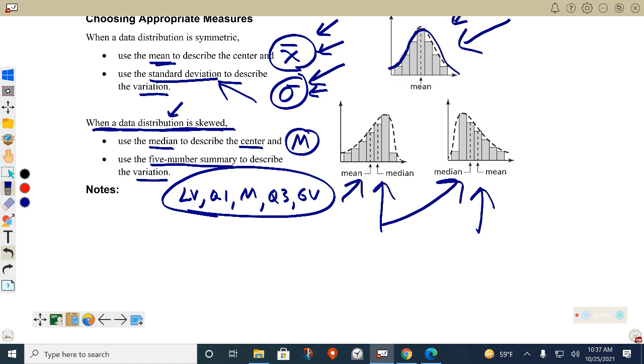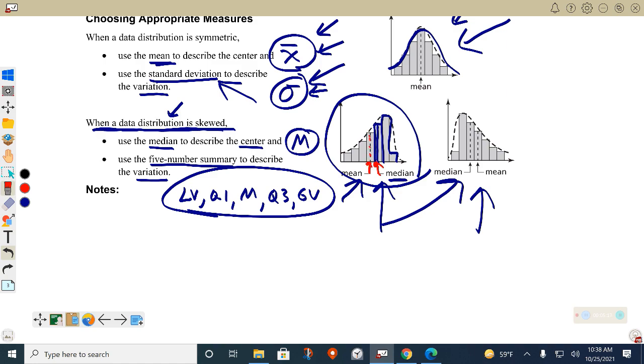So to describe the center of data that's skewed to the left, we use the median. Notice how the median would kind of balance it out. If all these bars weighed, let's say, a certain amount of pounds, notice how the median right here would kind of balance out the whole histogram. Whereas the mean is too far to the left.